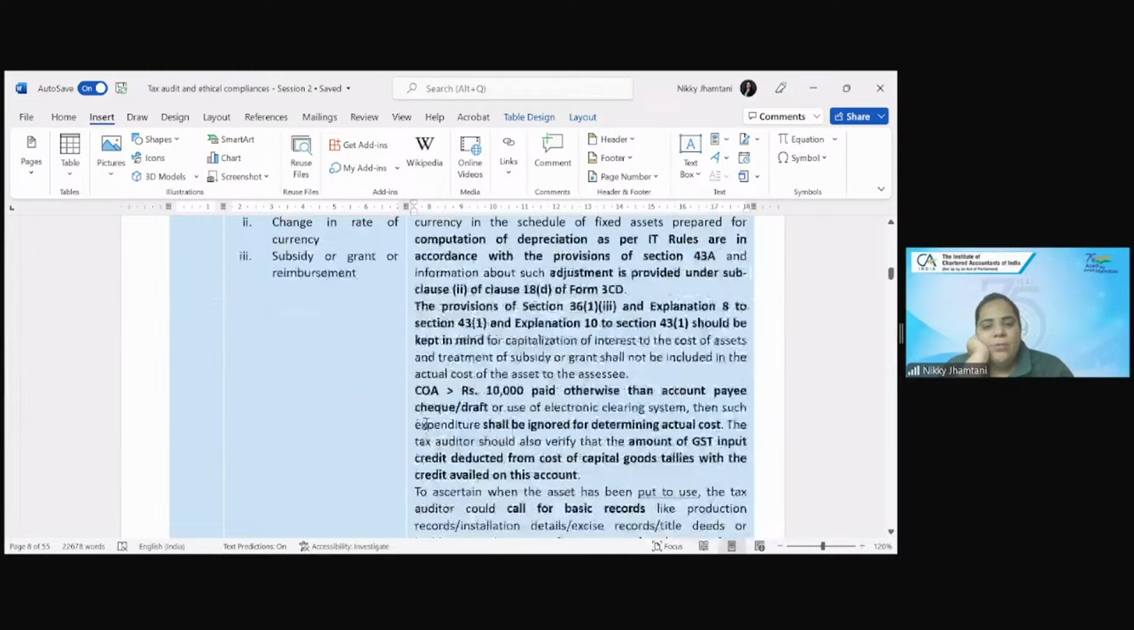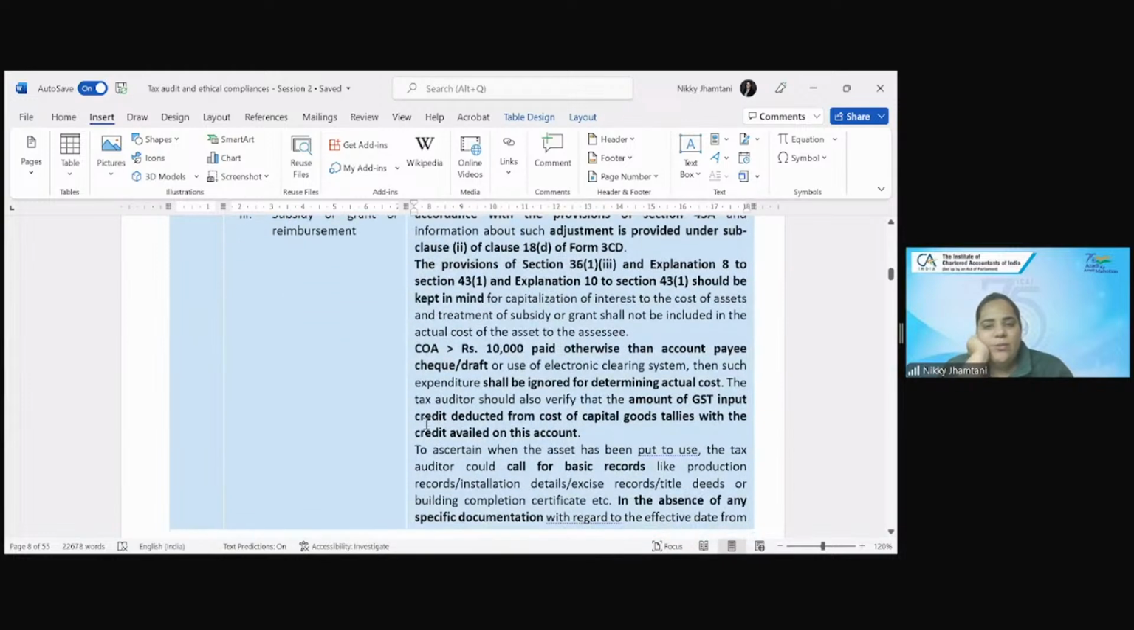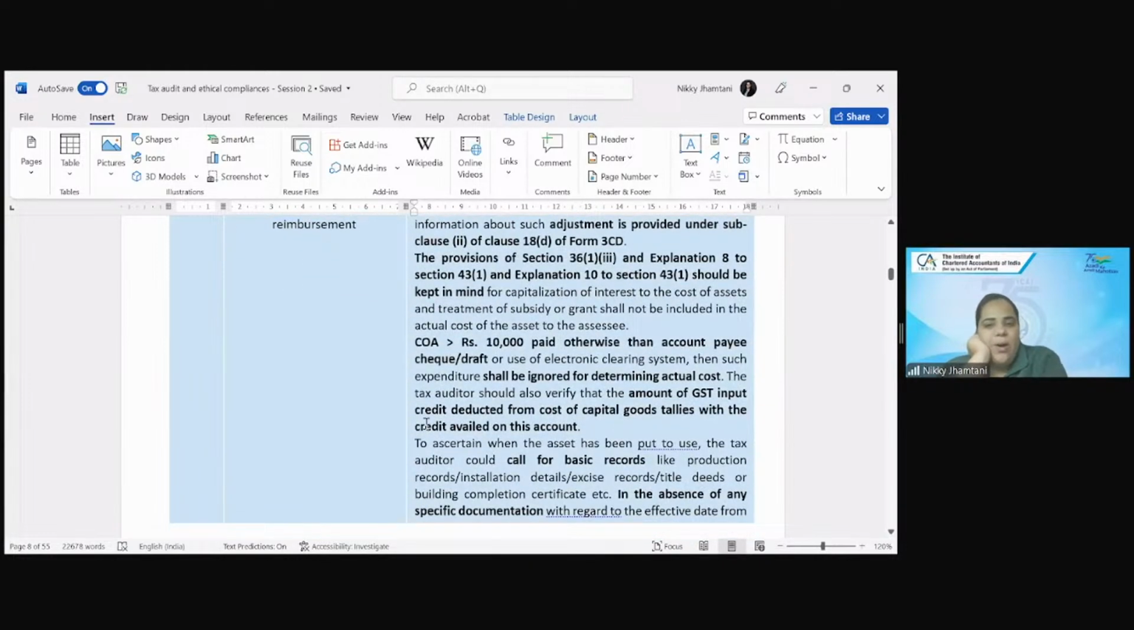The provisions of section 36(1)(3) and explanation 8 to 43(1) and explanation 10 to 43(1) should be kept in mind for capitalization of interest to the cost of assets, and treatment of subsidy or grant shall not be included in the actual cost of the asset to the assessee.